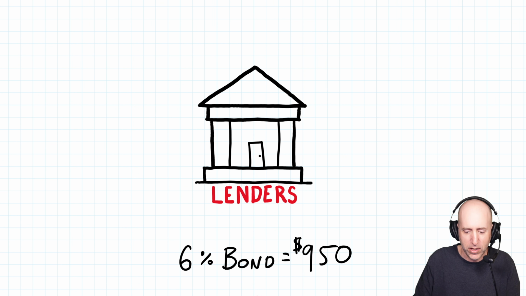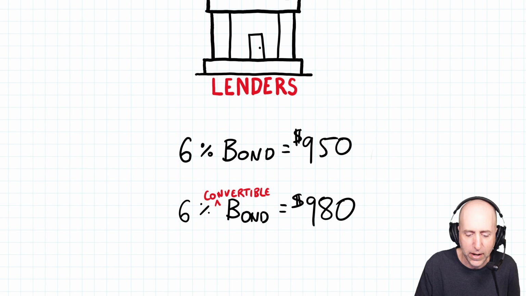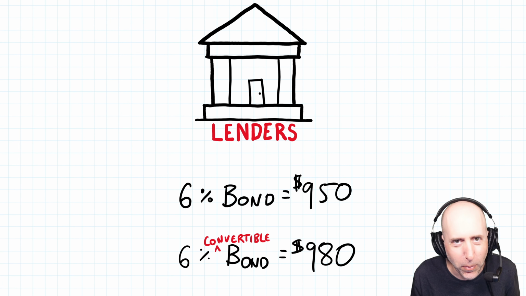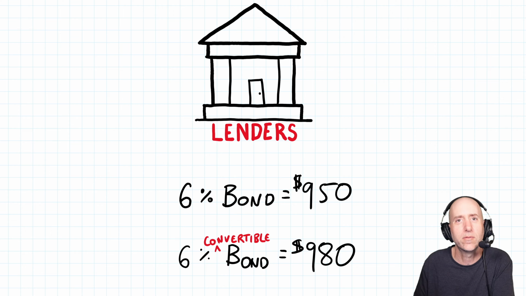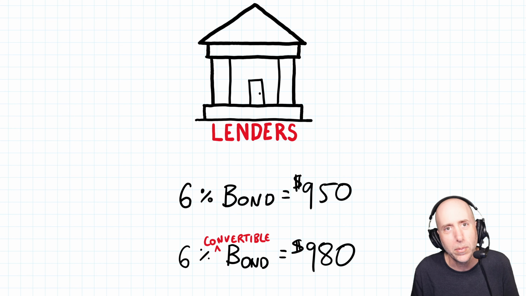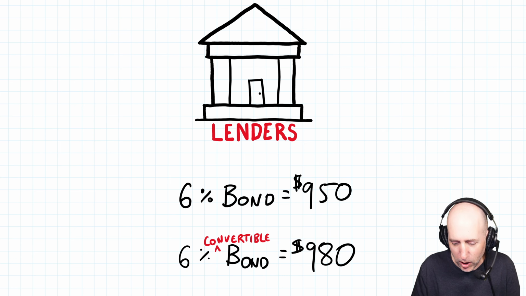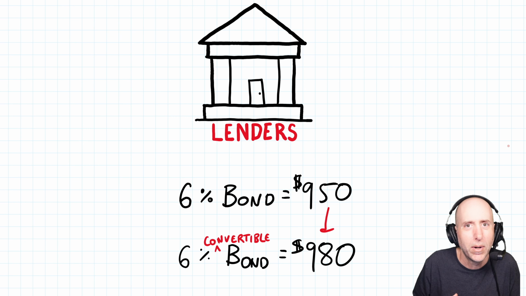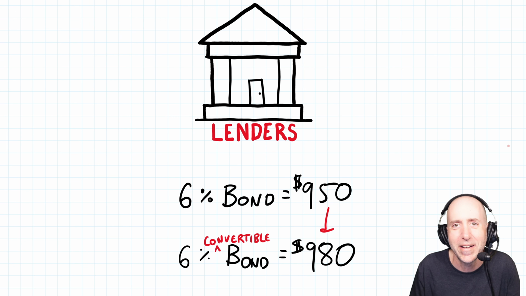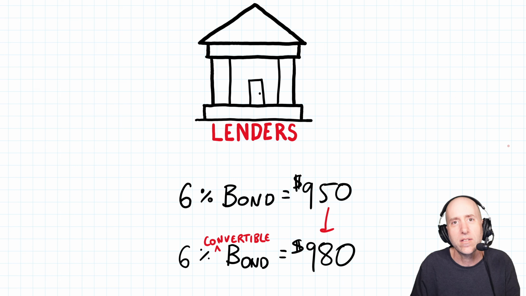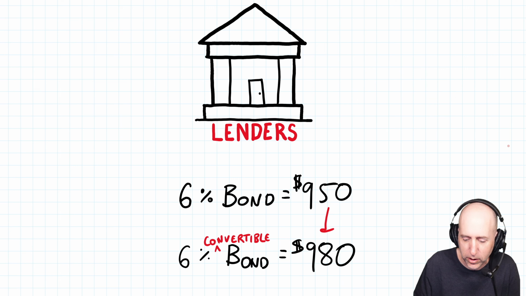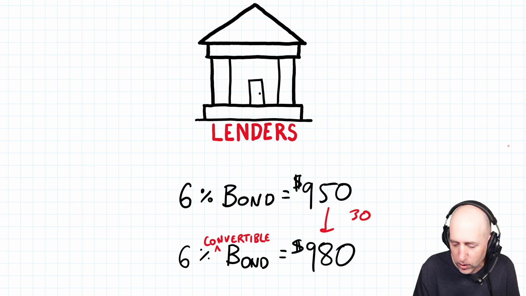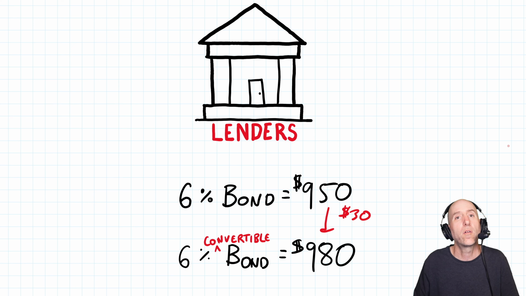So we could have a 6% bond, or we could have a 6% convertible bond, and a convertible bond converts into shares. Not surprisingly, a 6% bond will typically sell for less than a convertible bond. There's a bit of a premium to have that option. If I'm a lender, say, okay, I'm lending you money. Oh, now I'm a shareholder, right? And having that option to convert has value. So typically a similar convertible bond will sell for a little bit more. In this case, $30 more.